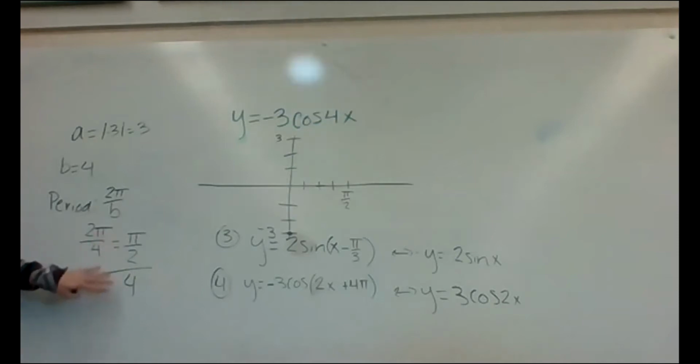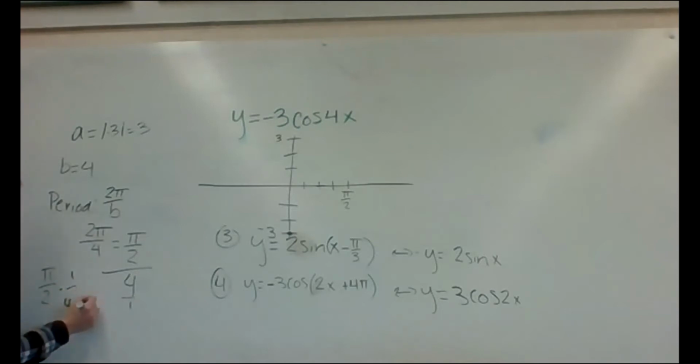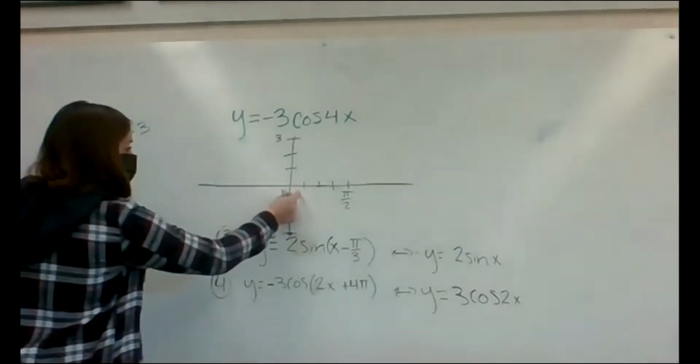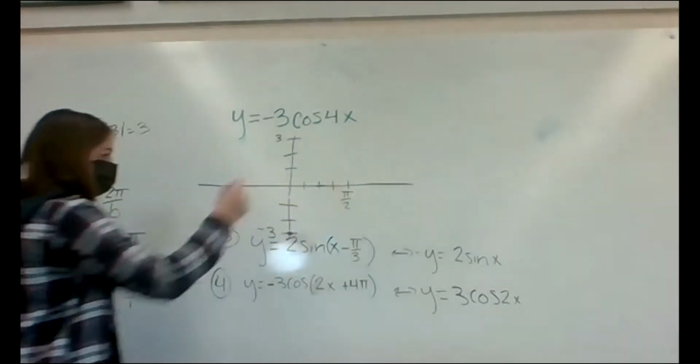Do we know how to divide a fraction by a whole number? Well, you know how to, but you probably don't love to do it. Yes, very good. What's the reciprocal of 4? Good. 1/4. It's technically 4 over 1, right? So pi over 2 times 1/4 equals pi over 8. That means each individual section needs to be pi over 8, pi over 8, pi over 8, pi over 8.